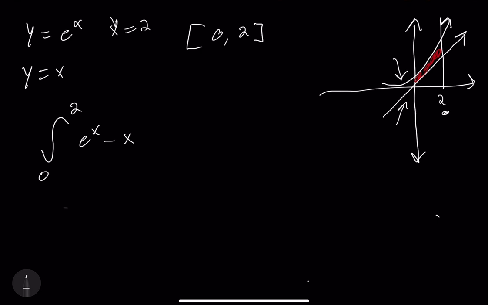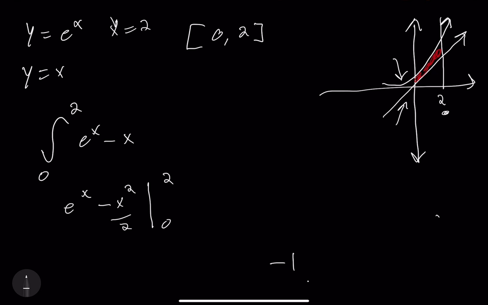the x is just e to the x. We know minus x will be negative x squared over 2, and we will evaluate that from 0 to 2. Now, for the lower limit 0, we know e to the 0 will be 1, and we know this will be 0, so it'll just be minusing 1.